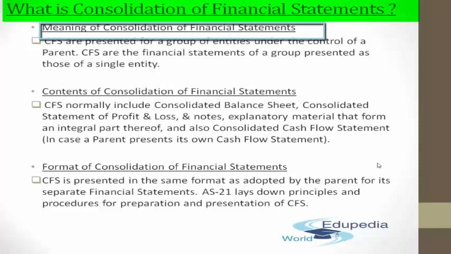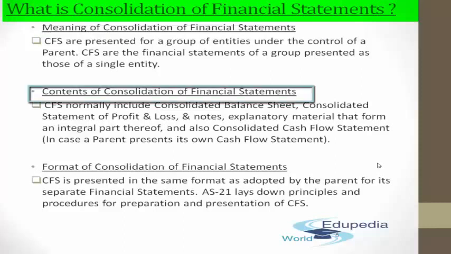Now, what about the contents? What are the contents of consolidated financial statements? CFS normally includes the consolidated balance sheet, the consolidated statement of profit and loss, and notes and explanatory material that form an integral part thereof, and also the consolidated cash flow statement in case the parent presents its own cash flow statement. That's pretty much common with the financial statements of any other company.